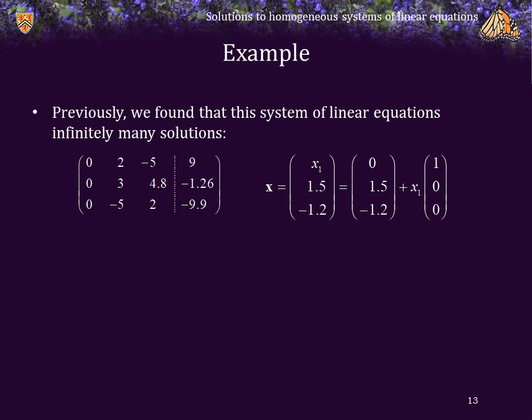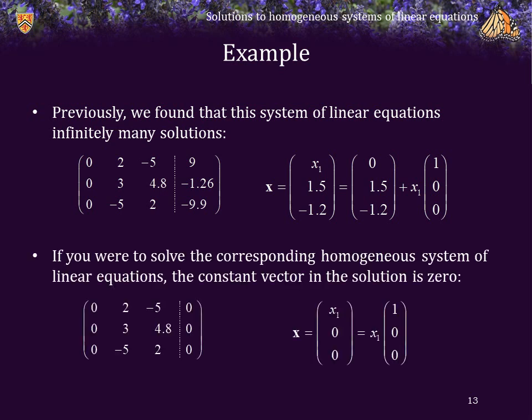Previously, we found that this system of linear equations had infinitely many solutions, as shown here. Well, if you were to solve the corresponding homogeneous system of linear equations, you would note that the solution is essentially the same, except once again, the constant vector in the solution is now 0. The solution to the homogeneous system is simply all scalar multiples of the vector 1, 0, 0.